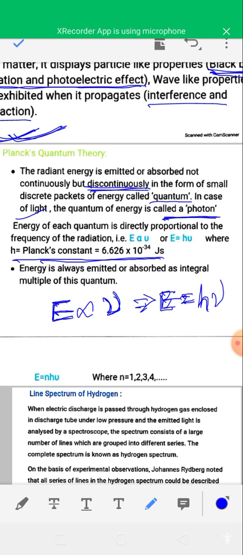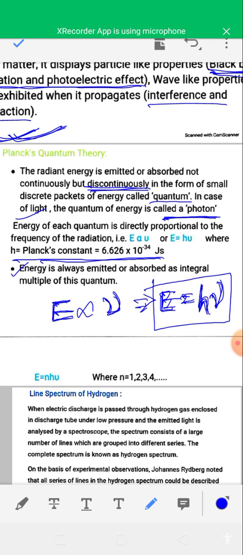According to Planck theory, the energy of each quantum, or each photon particle, is directly proportional to the frequency of the radiation or light. So you can write this equation: E is equal to h nu, where nu is the frequency of light or radiation and h is Planck constant. And the second point: energy is always emitted or absorbed as an integral multiple of this quantum.